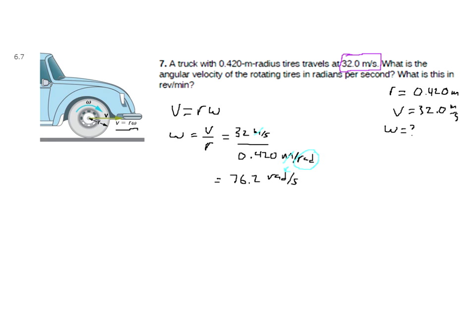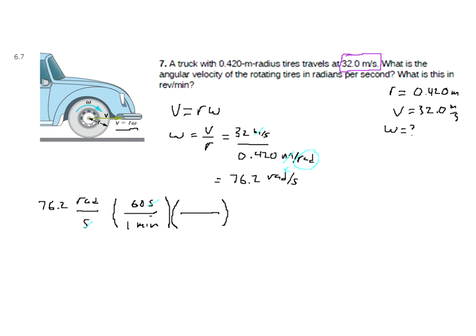We want to know what this is in revolutions per minute as well. So 76.2 radians per second. If you remember from our unit conversion that we did a long time ago, we know that 60 seconds is 1 minute. So now we can cancel out seconds. But this is just radians per minute, and that's not what we want. We want revolutions per minute. So we have another ordered pair here.